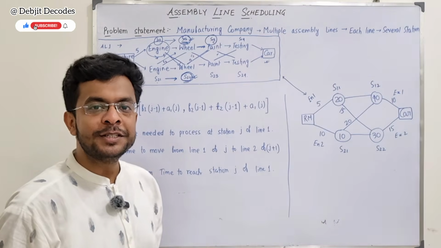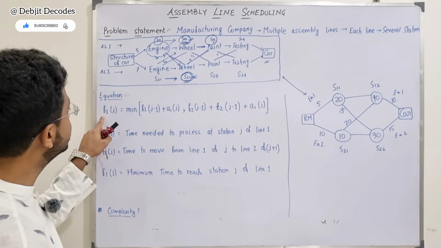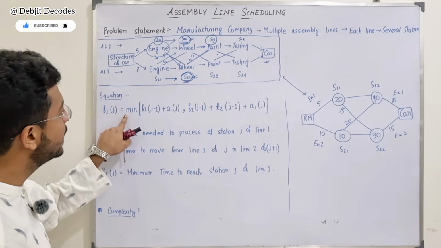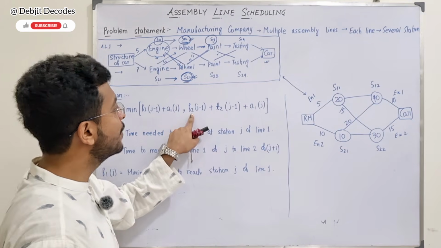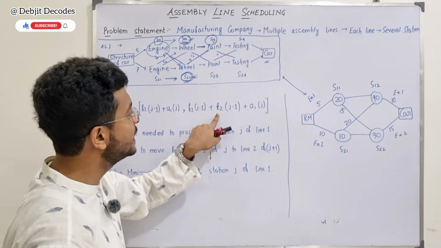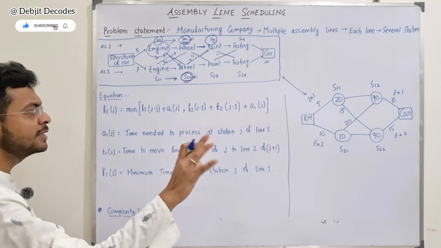Now whatever we have discussed so far, let us sum it up using this equation. As you can see, it is written that f1 of j is the minimum of f1 of j minus 1 plus a1 of j, or f2 of j minus 1 plus t2 of j minus 1 plus a1 of j. So what are all these things? It is really easy to understand.